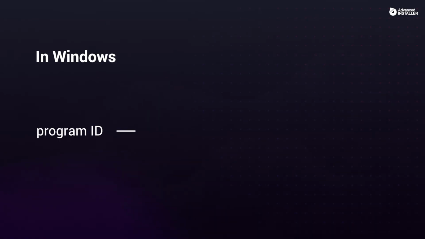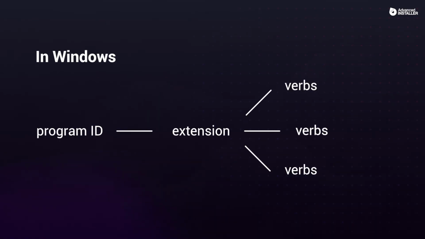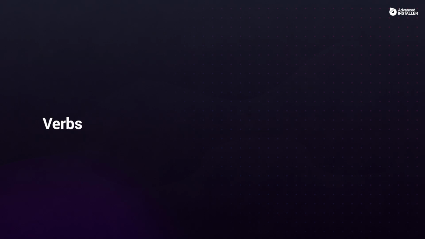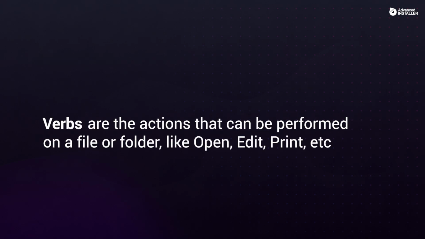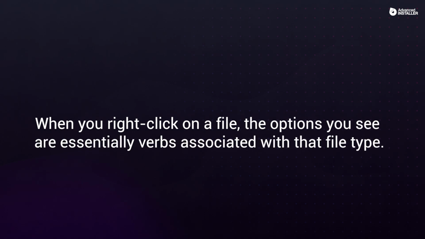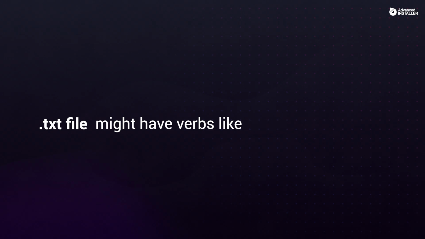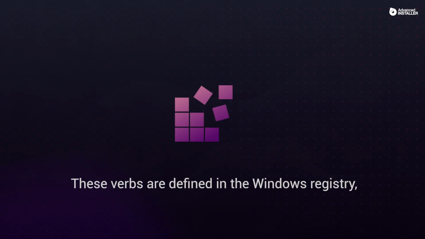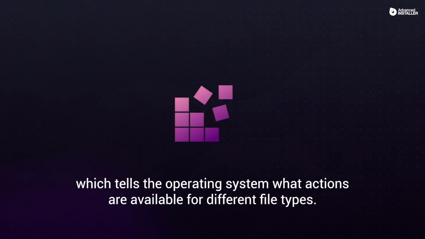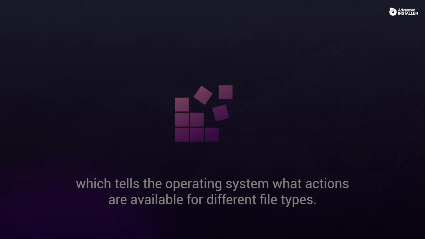In Windows, each program ID can have an extension, and each extension can have multiple verbs. But what exactly are the verbs in this context? The verbs are the actions that can be performed on a file or folder, like open, edit, print, etc. When you right-click a file, the options you see are essentially verbs associated with that file type. Each extension can have multiple verbs. For instance, a text file might have verbs like open, edit, and print, and these verbs are defined in the Windows registry, which tells the operating system what actions are available for different file types.